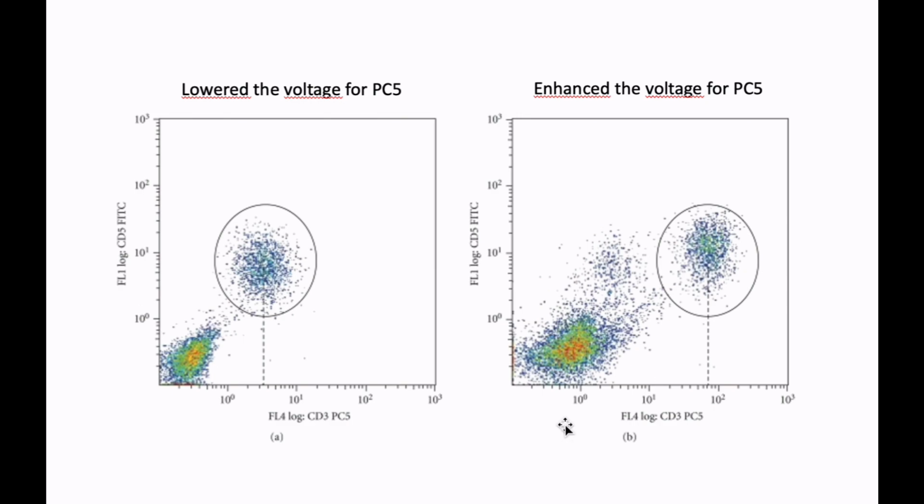Okay, so you will want to move everything, let's say in this case to the right, to reveal the events clearly. You will even want, for example, to enhance the FITC voltage, so you will move the population also more to the top. This is one case. Sometimes you may want, for your staining, to have one sample that is positive for CD3 and one sample that is negative for CD3.